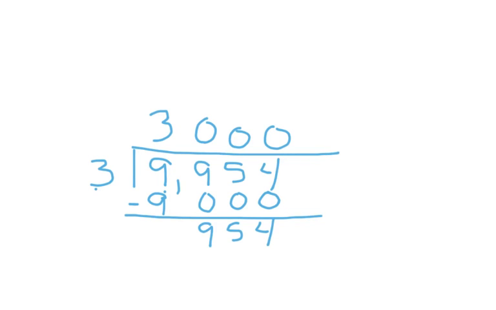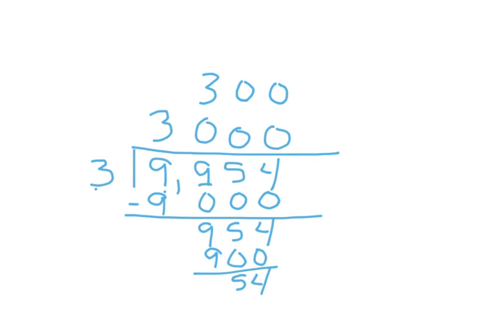So now our number in the thousands is already taken care of. Now we're looking at a number in the hundreds, and the number we're looking at in the hundreds is 9. So 3 times what equals 9? Well, 3 times 3 equals 9. But it's not just a 9, it's a 900. So let's add our 2 more zeros. 3 times 300 is 900. And now what we're left with is 54.